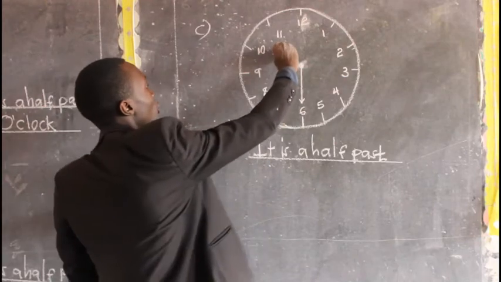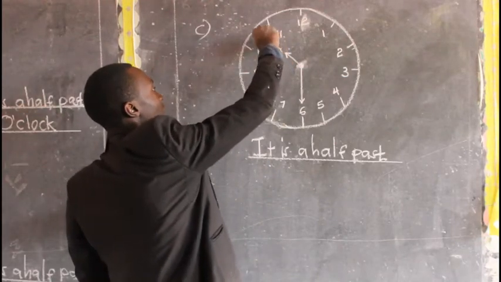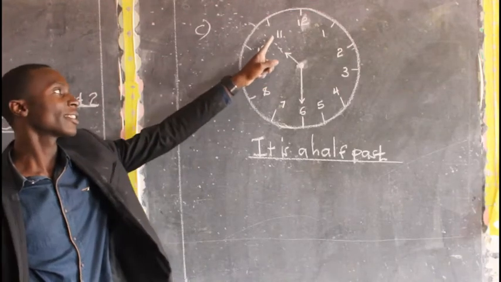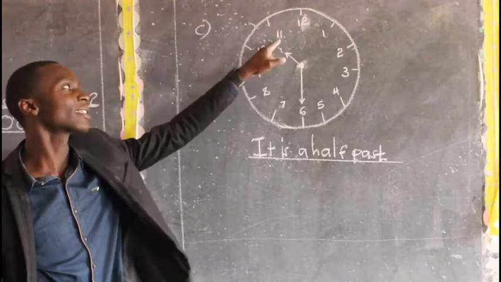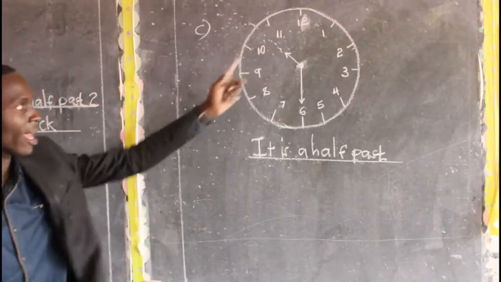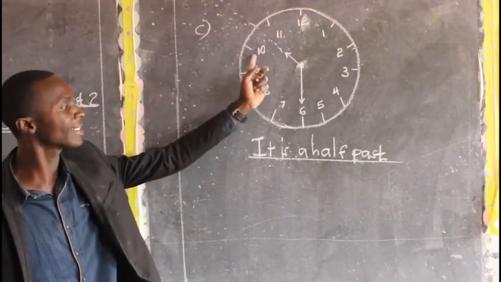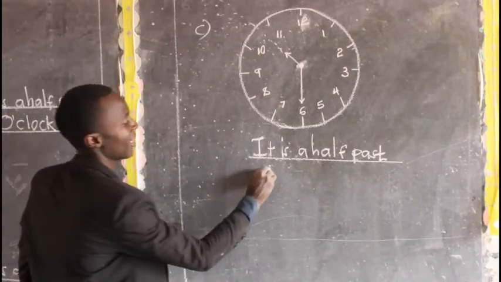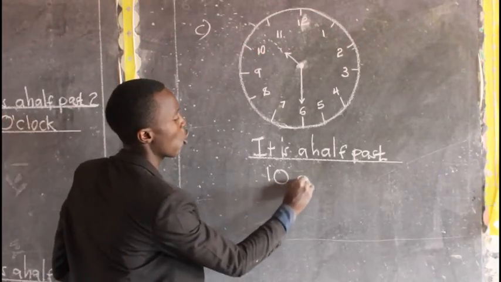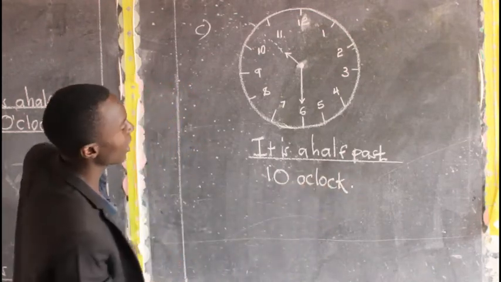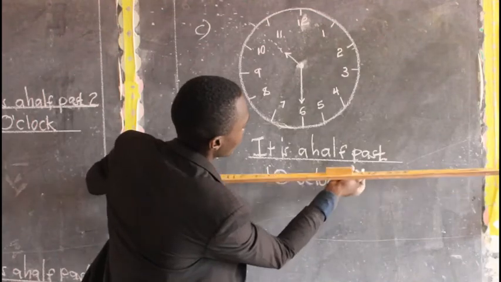This short hour hand is facing in between 10 and 11. We can't say it is a half past 11. Why? Because it has not yet reached there. So that's why we say it is a half past 10 o'clock.